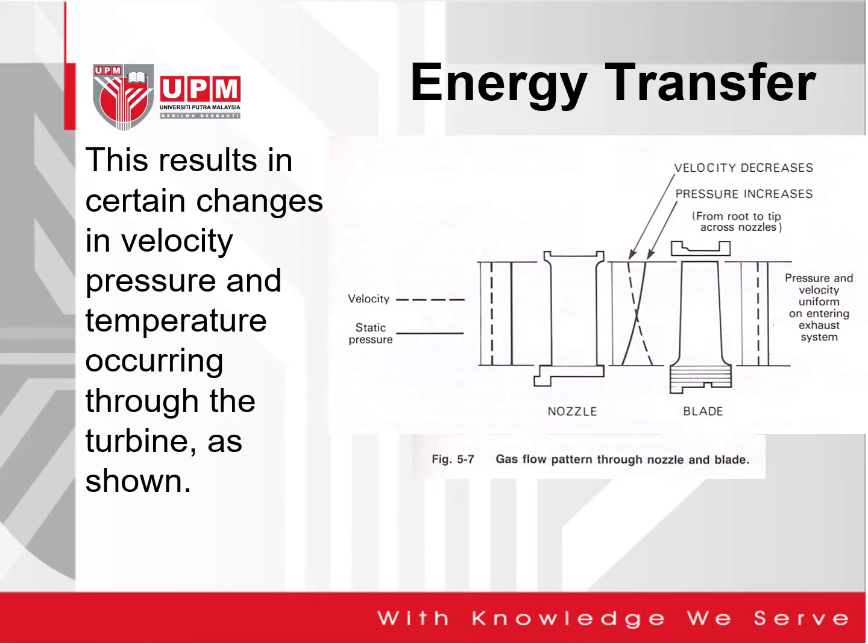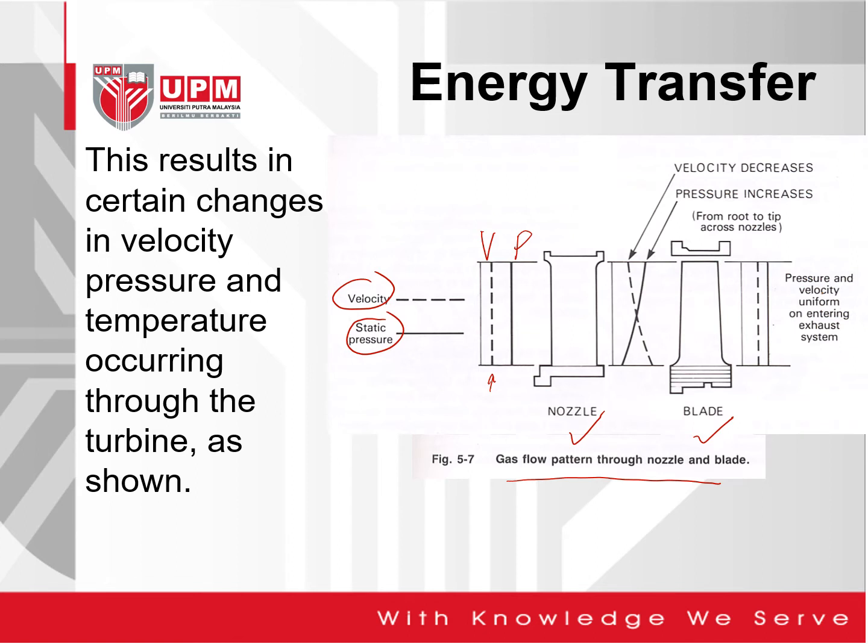Let us look at another figure here, which shows the gas flow pattern through nozzle and blade, where we have the velocity profile and the static pressure. This results in certain changes in velocity and pressure, as well as temperature, occurring through the turbine as shown here. So we have stages of nozzle as well as the turbine blade. How do we read this figure? Basically, the velocity is represented by the dotted line. This is velocity and this is static pressure.